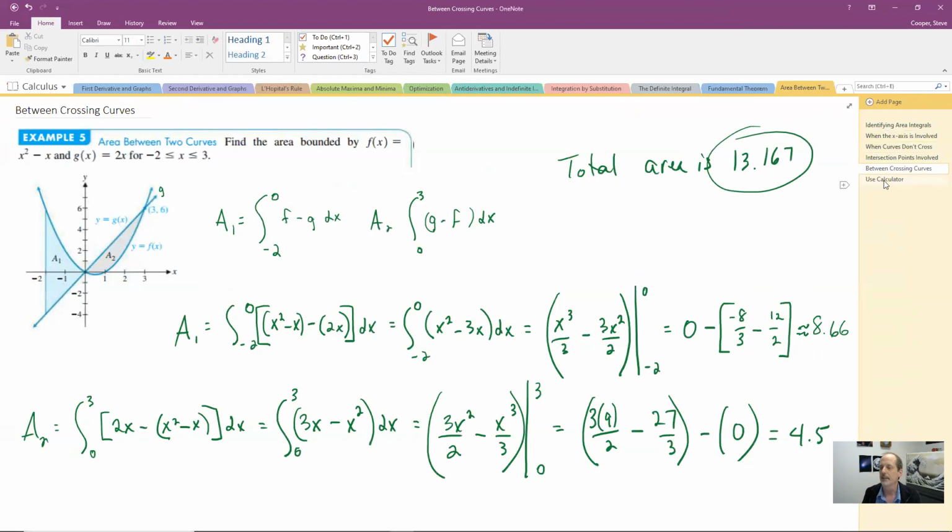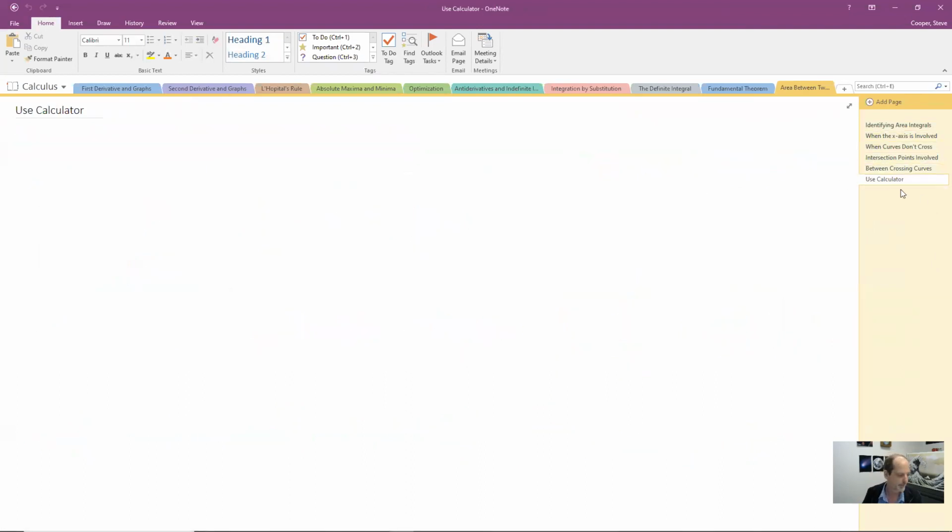Okay, let's get back to the calculator. Let's say I've got f of x is equal to e to the negative x squared, and g of x is x squared minus 1. Okay, and our goal is to find the area bounded by these two curves.